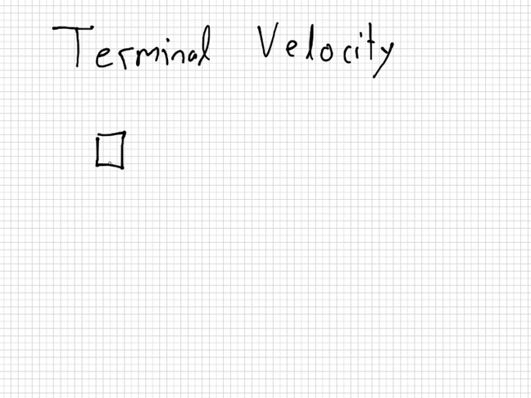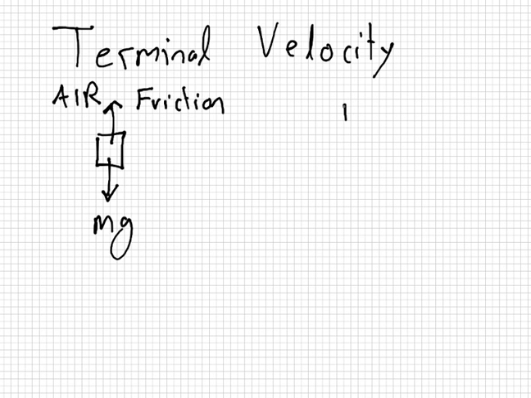When an object falls to the ground, this force is mg, and then what's this other force? It's falling, it's in the air. It's friction from the air. Air friction. So when it's falling, there's mg down and air friction up. Now, which do you think is bigger? Mg is bigger than the friction, isn't it?